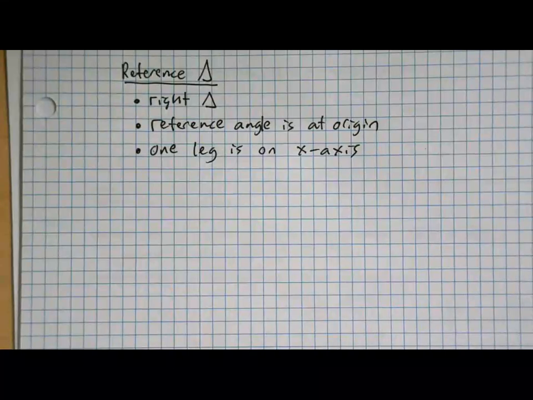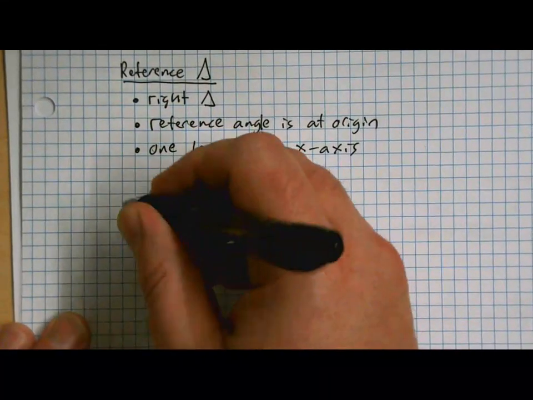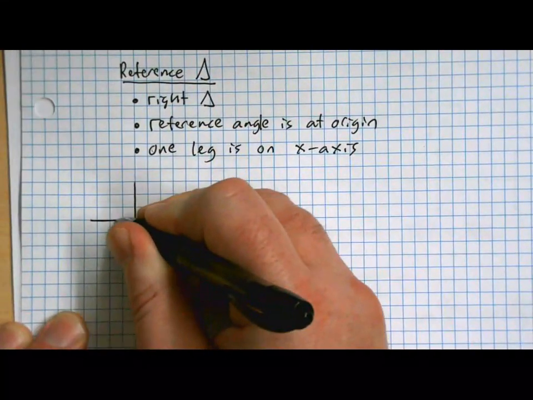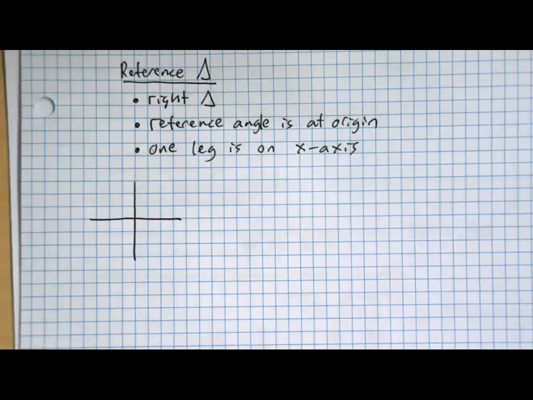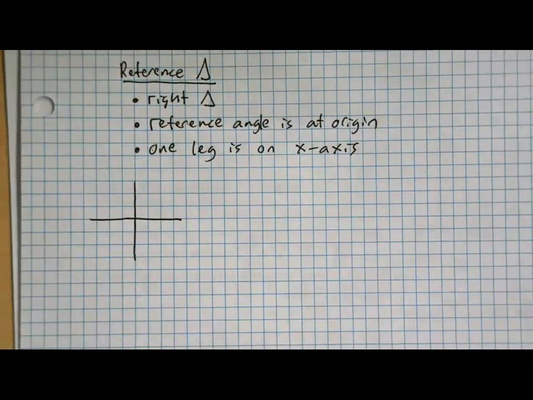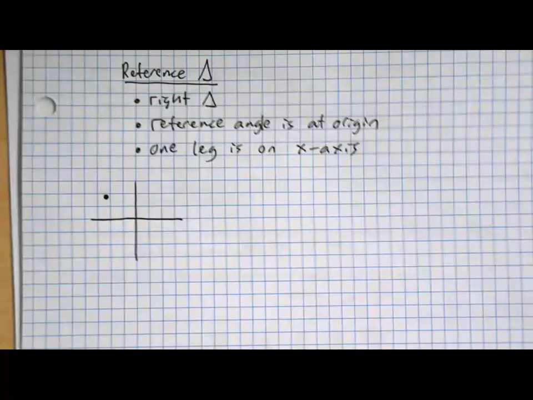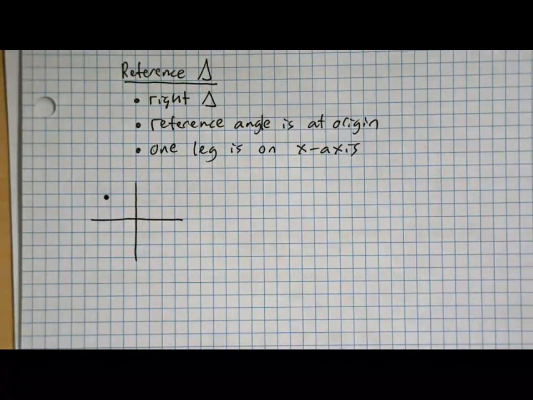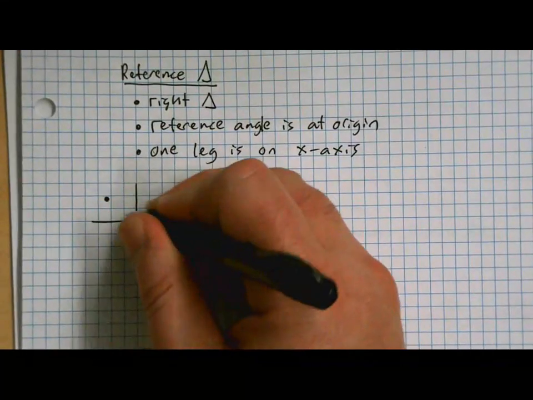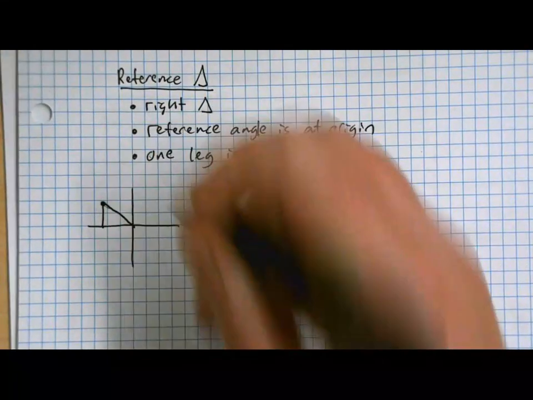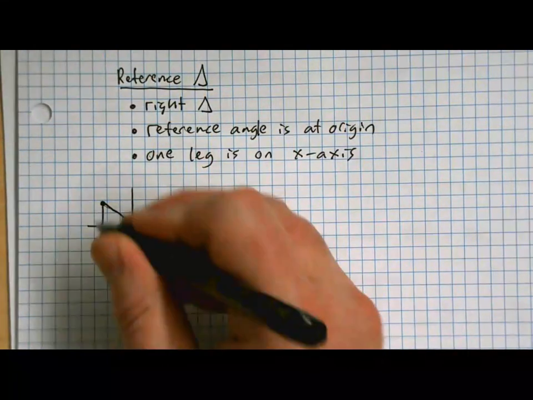So before we get busy on these examples, I want to give you some examples of what a reference triangle would look like. So I'm going to go ahead and draw an XY axis. I'm going to pick a point in one of my quadrants. This is just, I feel like, the second quadrant for this one. And I'm going to create a triangle. Now it needs to be a right triangle, and one of the sides has to be along the x-axis. So this is what my reference triangle would look like. And my reference angle would be this angle right here.